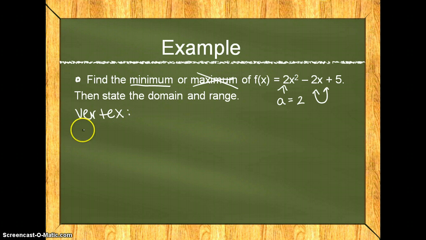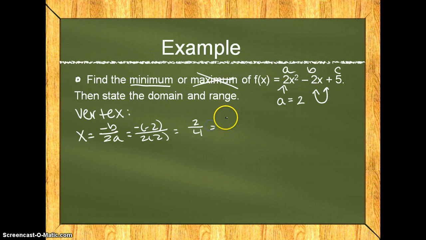When you find the vertex, x is going to be equal to negative b divided by 2a, because we're working with standard form. So a, b, c. So negative b over 2a is the negative of negative 2 divided by 2 times 2. So 2 divided by 4, which is 1/2. This is not the minimum, it's the x value. We need to look for the y value.